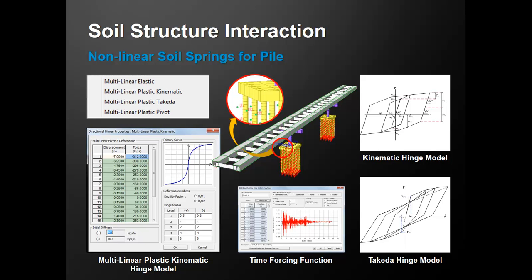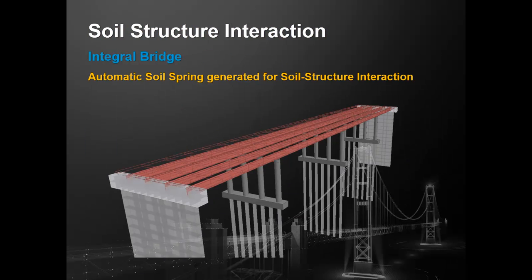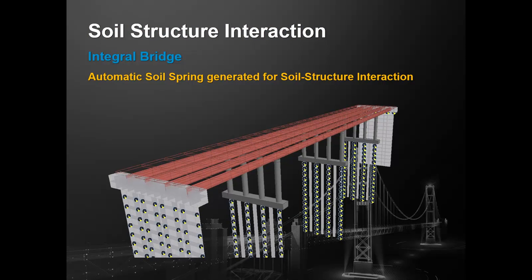And nowadays, the importance of analyzing and designing substructures and superstructures together is increasing. And Midas Civil is suitable for analyzing both superstructures and substructures together. This shows an example of the automatic soil springs generated for soil structure interaction. As you can see, the springs on the abutment and the piles are automatically generated if you put in the general soil parameters and the dimensions of the abutment.